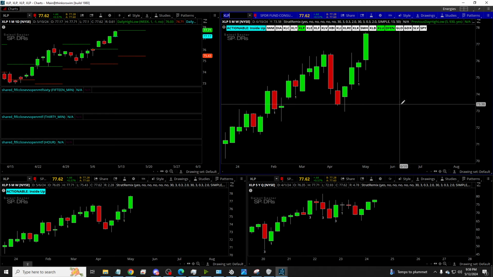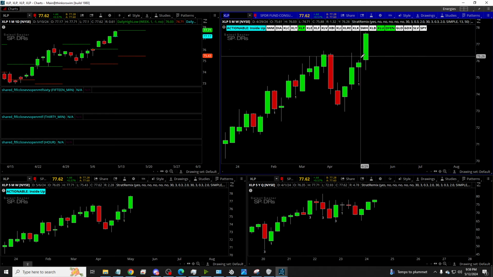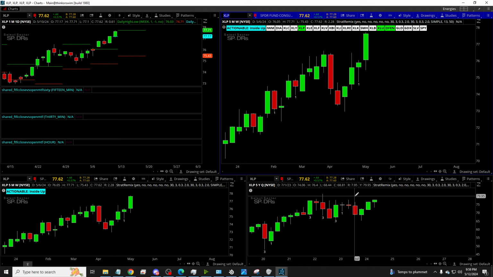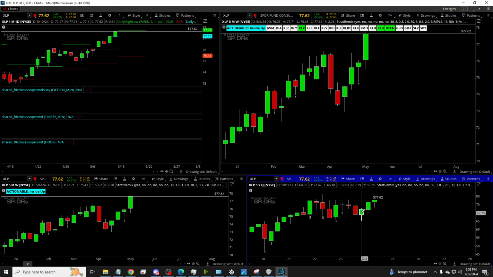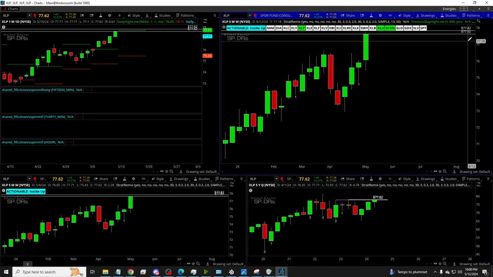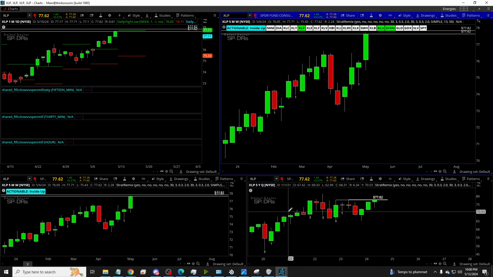Staples, XLP, they had the inside week and up. So relative strength, still just a defensive posturing market. And what they did there was go and take out some of their pivot targets up in here, 77.82. So going into new highs on the quarter, but not all-time highs. So staples still have some ways to go.